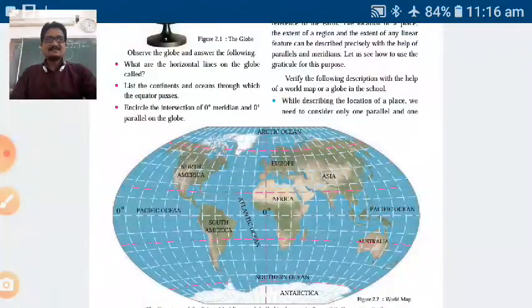Encircle the intersection of 0 degree meridian and 0 degree parallel on the globe. Students may attempt these questions on their own on the globe. You should just draw that in your notebook. Okay, do that.